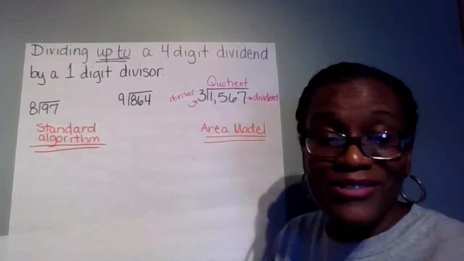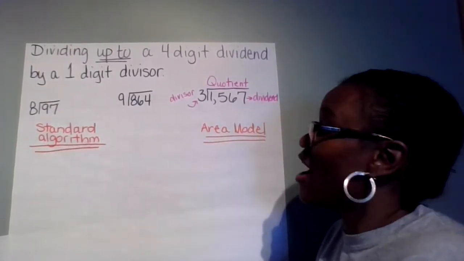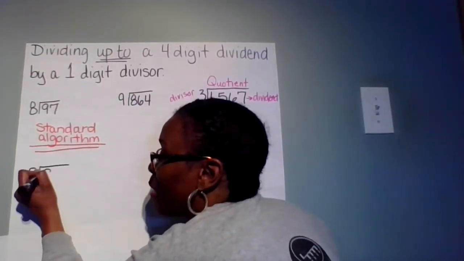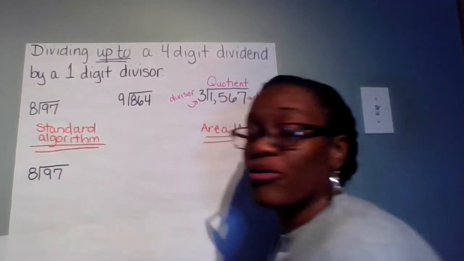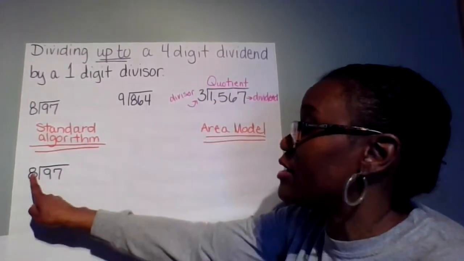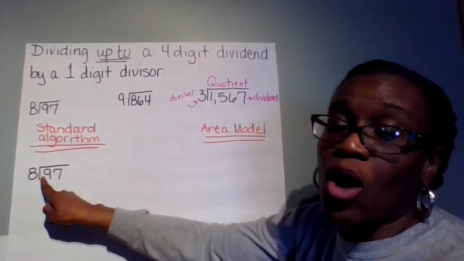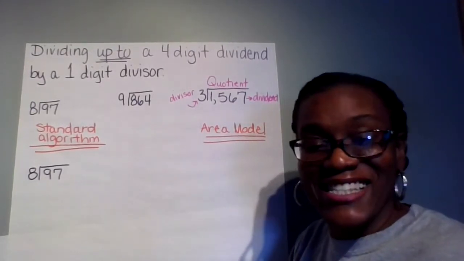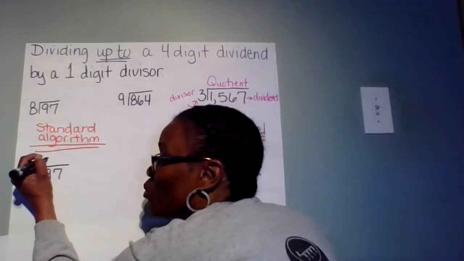So, scholars, parents, let's get started. Our first number is 97 divided by 8. The first thing we ask ourselves is how many times can 8 go into 9 without going over? And the answer is, very good, scholars, it's 1.